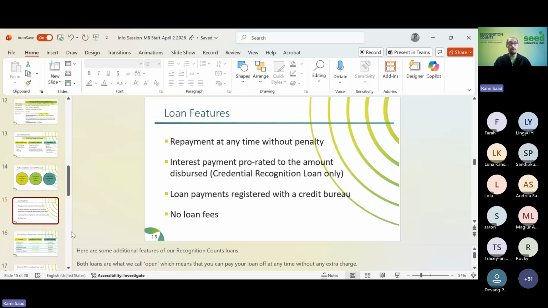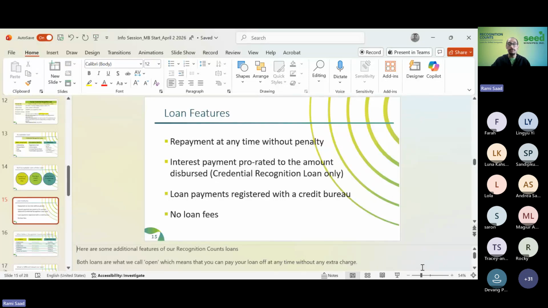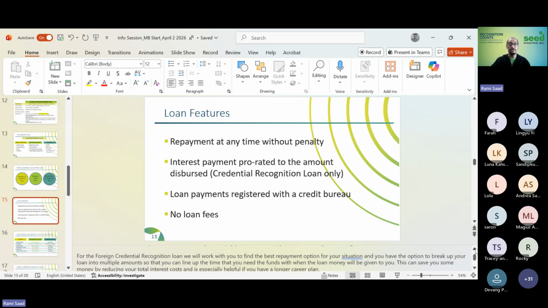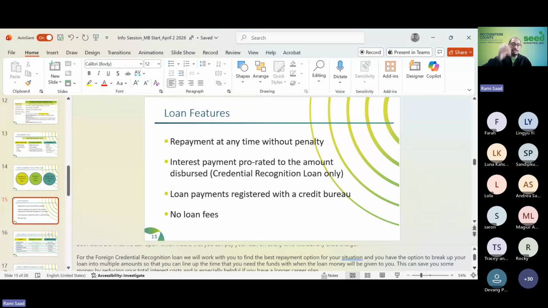Okay, so what are the features of the loan? As you can see here, you are allowed to repay it at any time without any penalty. Unlike other loans, where there is a penalty if you decide to pay earlier than the term, with this one you can pay it anytime. There is no penalty. That's why we call it open, and there is no extra charge for paying earlier. The interest on the loan is prorated from the day the money was dispersed, not when your application was accepted, so from the day the money was actually transferred to your bank account.